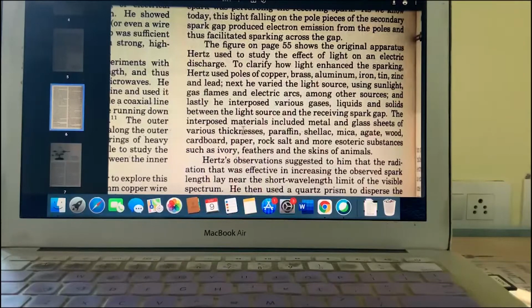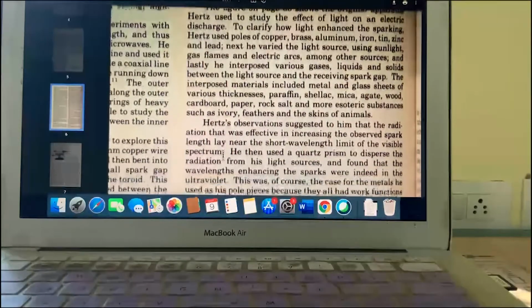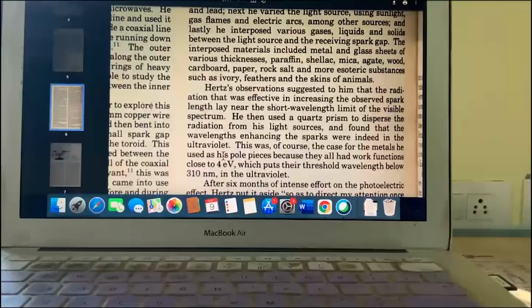The interposed materials included metal and glass sheets of various thicknesses, paraffin, shellac, mica, agate, wood, cardboard, paper, oxide, and more esoteric substances such as ivory, feathers, and skins of animals, and so on. And finally, he finds that the radiation that is most effective in increasing the observed spark length lay near the short wavelength limit of the visible spectrum.